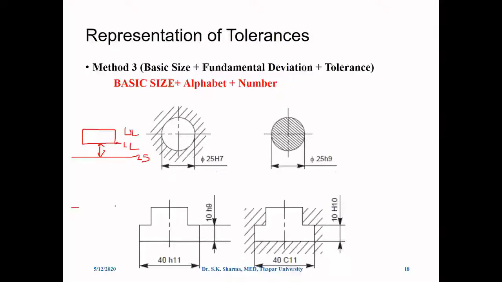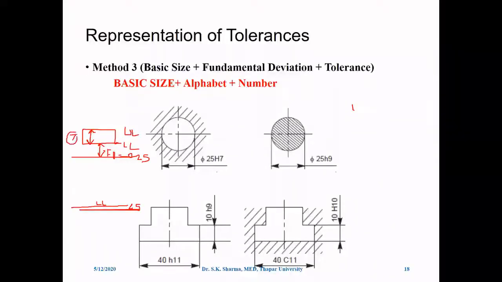So what does that mean? That means that this is my basic size 25 and the lower limit is the basic size itself. So this distance, the fundamental deviation, in this case H represents this distance is 0, right? So it means my one size is definitely the basic size. And what is the other size? The other size will be this gap. So this gap is represented by number 7.